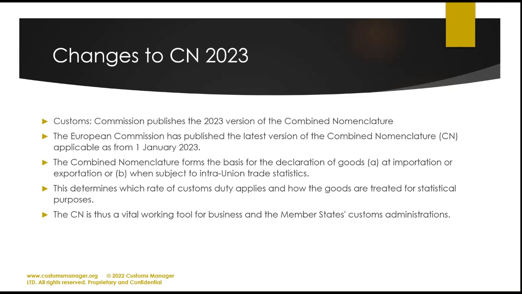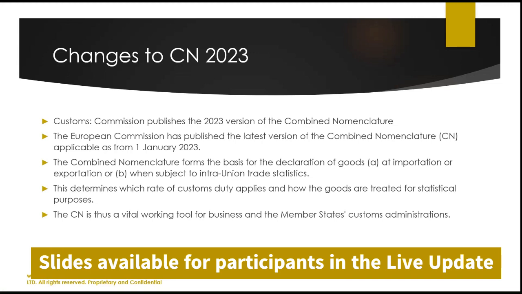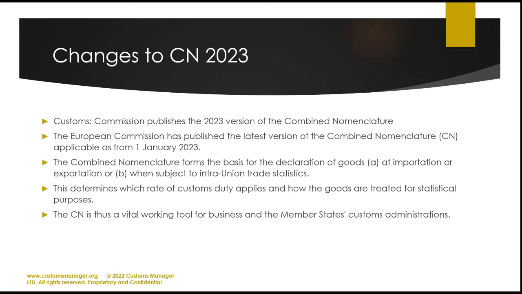So there's a new version of the Combined Nomenclature that's been published, and it is applicable from the 1st of January 2023. The CN forms the basis of the declaration of goods, the customs declaration of goods at importation and exportation, and of course, when there are intra-union trade statistics at stake. You also know that these commodity codes, these CN codes, determine the rate at which customs duty applies and how the goods are treated for statistical purposes. And it is because of this that the CN is a vital working tool for businesses and for the member states' customs administrations.